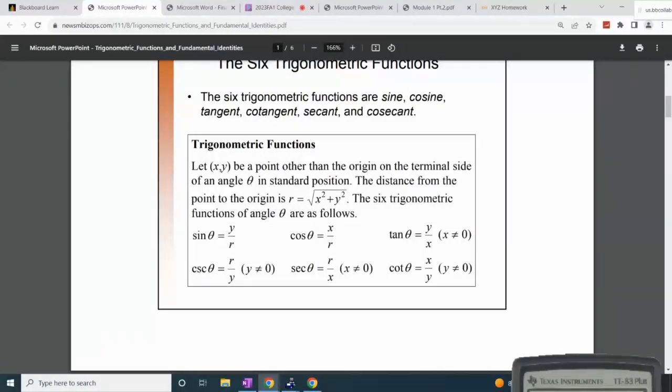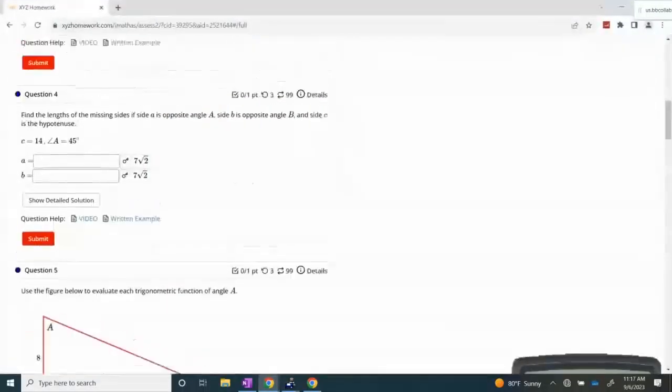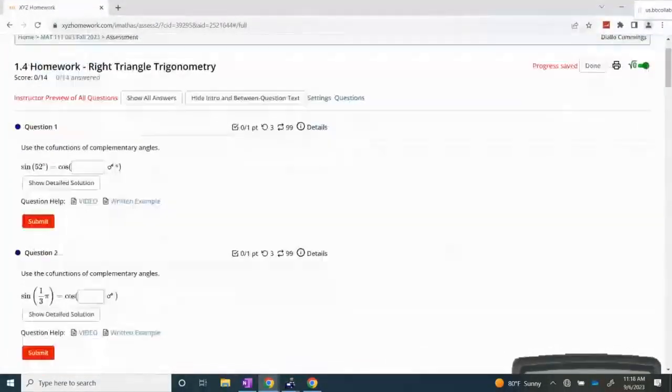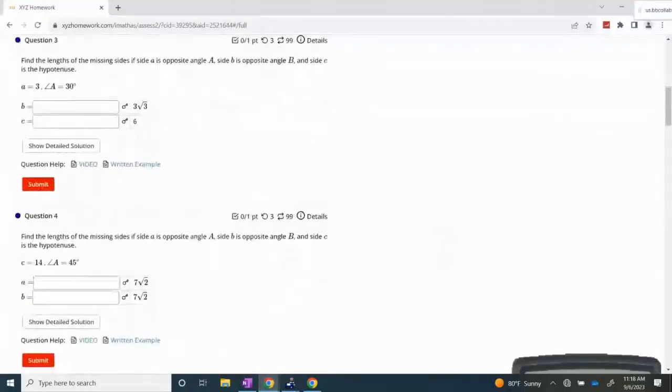Now, if you have a triangle, let's say it's hanging out in space, and what I mean by that is it's not on an x and a y axis, there are a different set of formulas that we're going to use. So what we're going to do today is basically solve some right triangles. And in order to solve a right triangle, you basically find all of the angle measures and you find all of the side lengths.